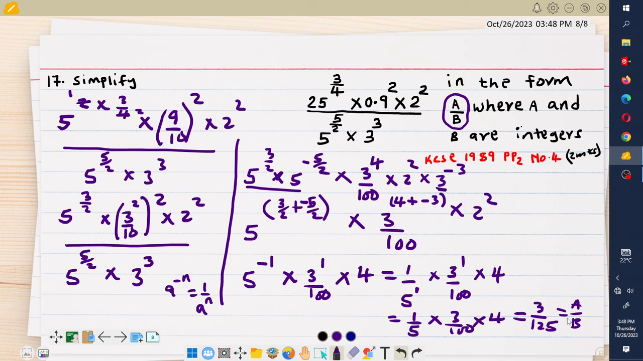So this was our last lesson on indices. So that means that next time we'll be looking at a different form 2 topic.